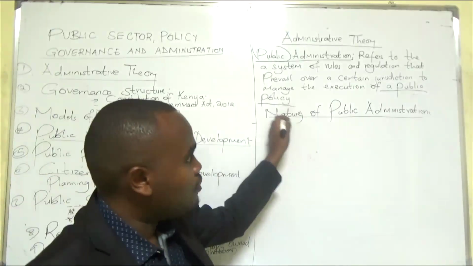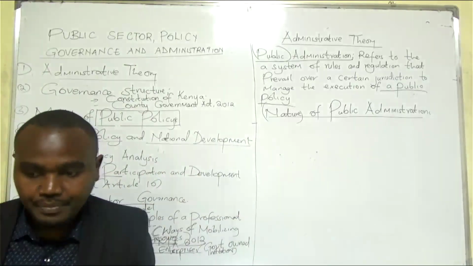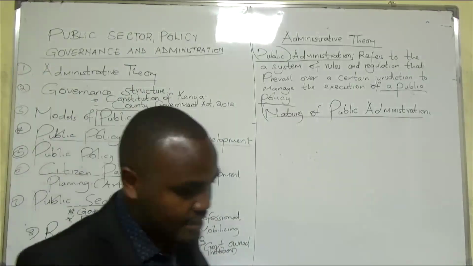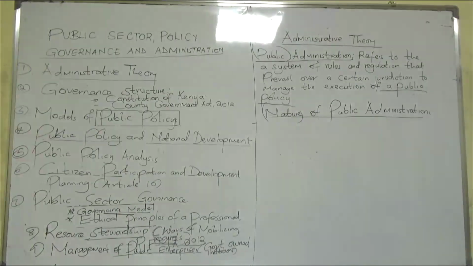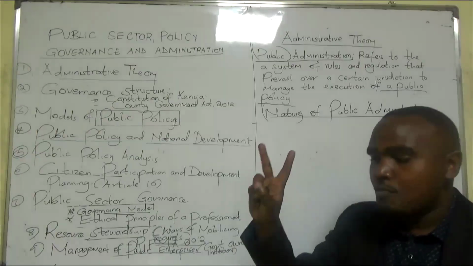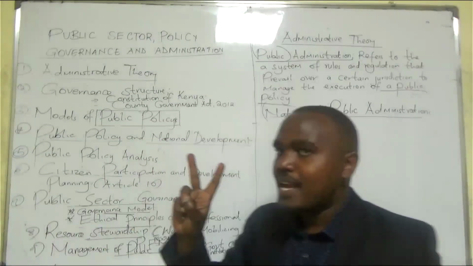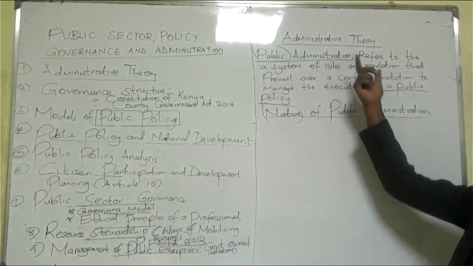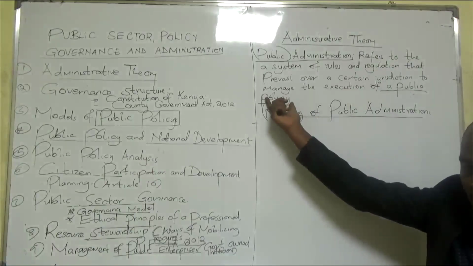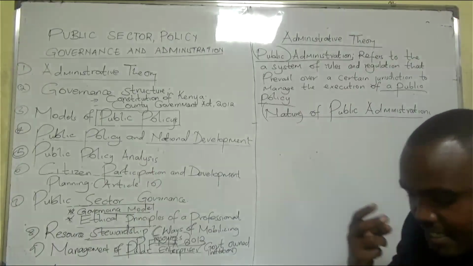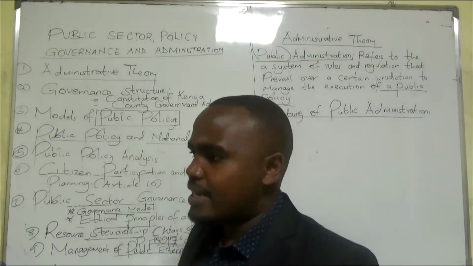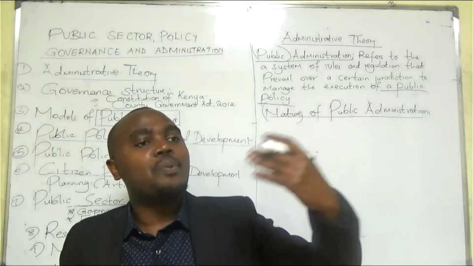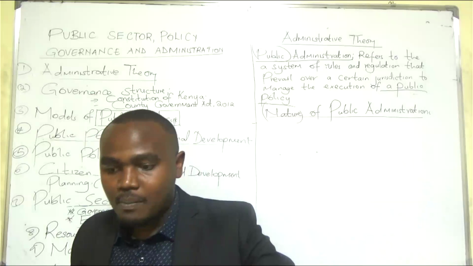When we talk of the nature of public administration, we want to understand how we can explain this concept known as public administration. We always say that there are two main views that explain this concept. This system of rules and regulations that will manage the execution of a public policy can easily be manifested in two ways. Actually, that is the best word. The nature of public administration is the way we can manifest or explain this concept.